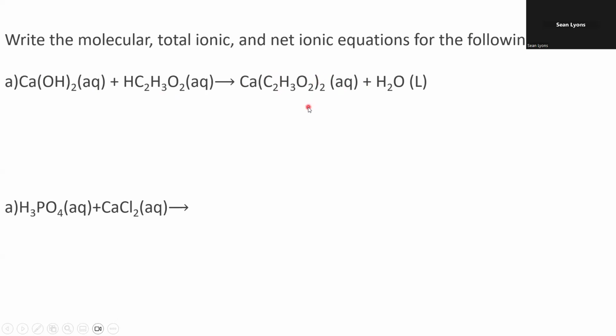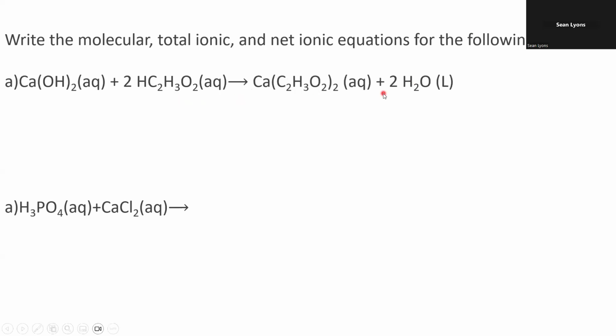And then when we look at our equation, we now need to balance it, because now we've got 2 of these acetates on the right, only a single one on the left. So we're going to put a 2 in front of the acetic acid, and then we'll also need a 2 in front of the water on the product side. But now this is our complete balanced chemical equation. So we can take this and go to the total ionic equation, where we dissociate those aqueous solutions, and then the net ionic equation where we remove the spectator ions.